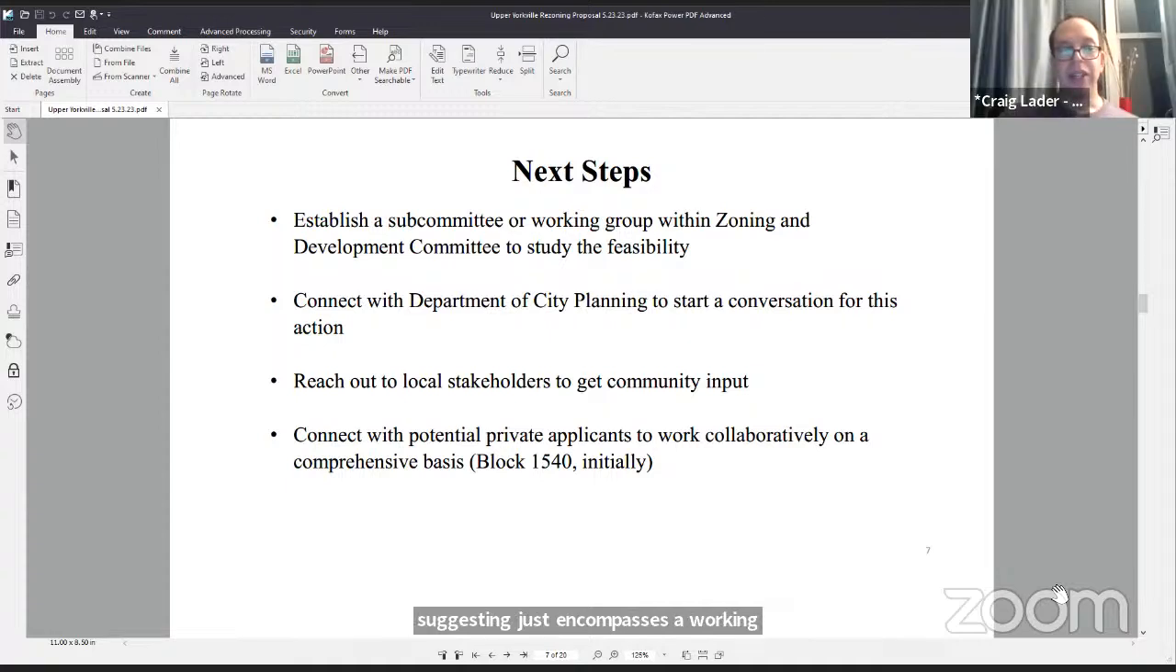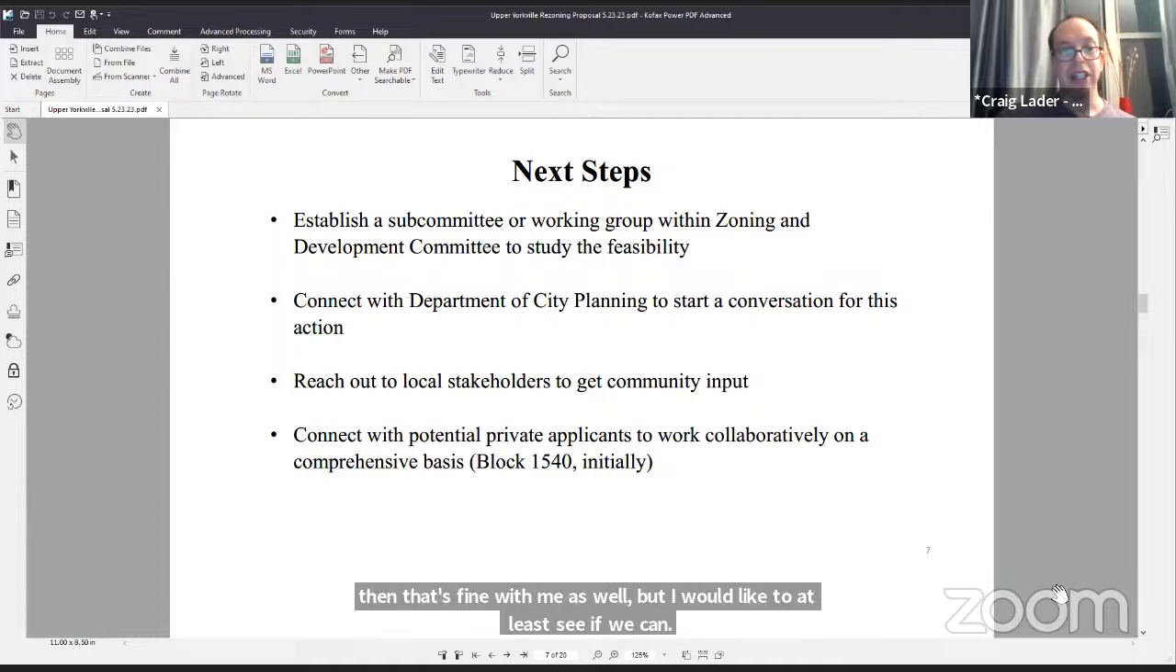I would like to at least begin right now with the language I said regarding looking at rezoning the commercial and manufacturing zoning that's in place. If that doesn't work and we need a substitute resolution or a different resolution, then that's fine with me as well. But I would like to at least see if we can go a step further than that initially.